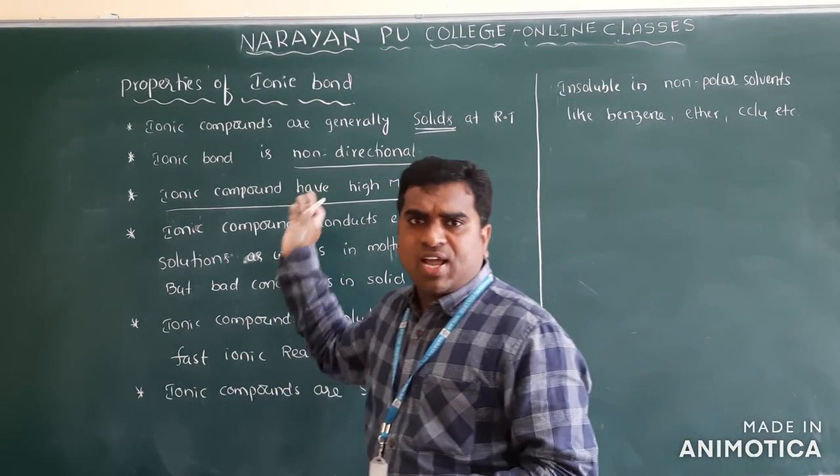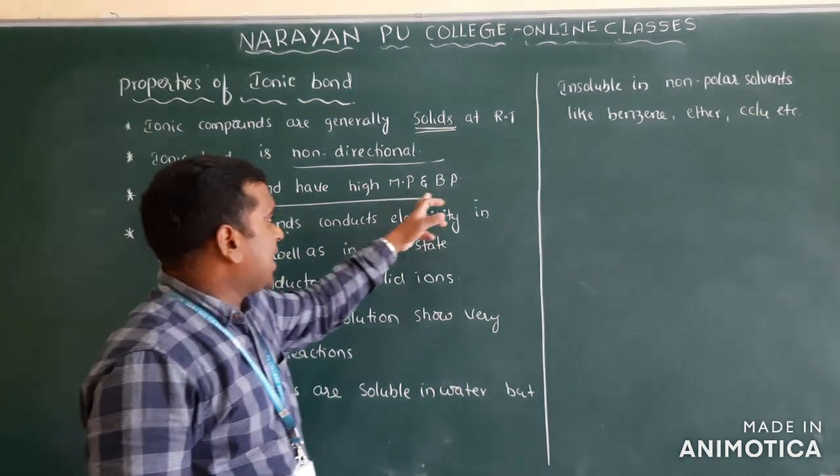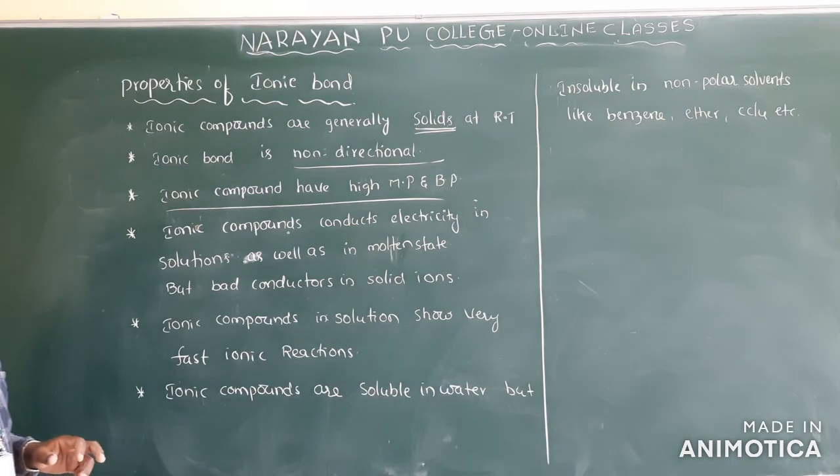Ionic compounds have high melting and boiling points. As I already mentioned, the ionic bond is a very strong bond, and a very strong bond means a high melting and boiling point. You have to supply a lot of heat to break those attractive forces.